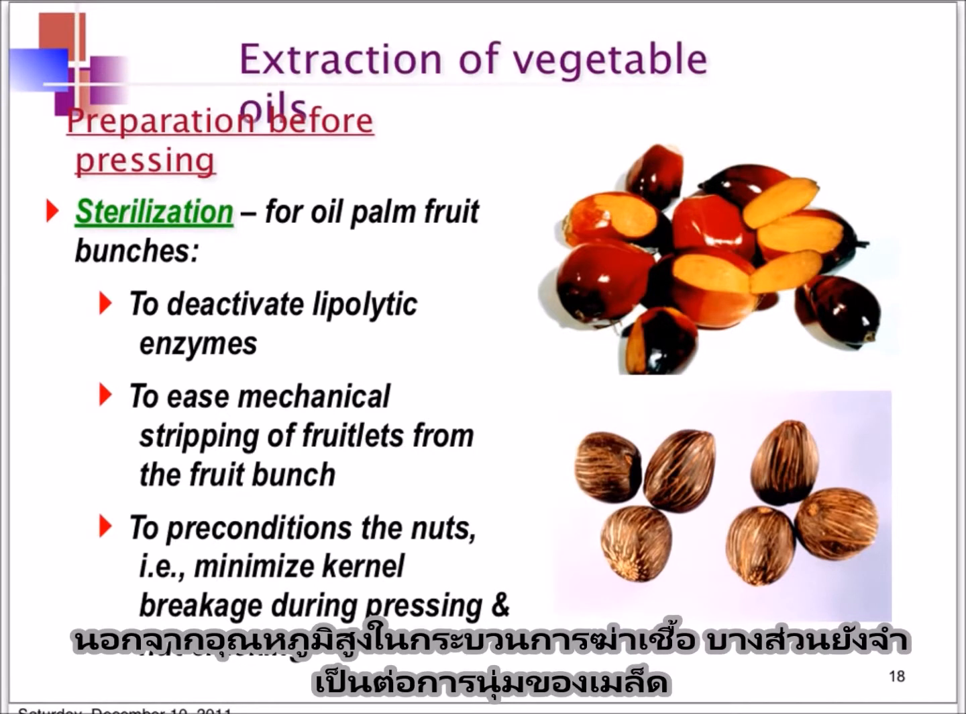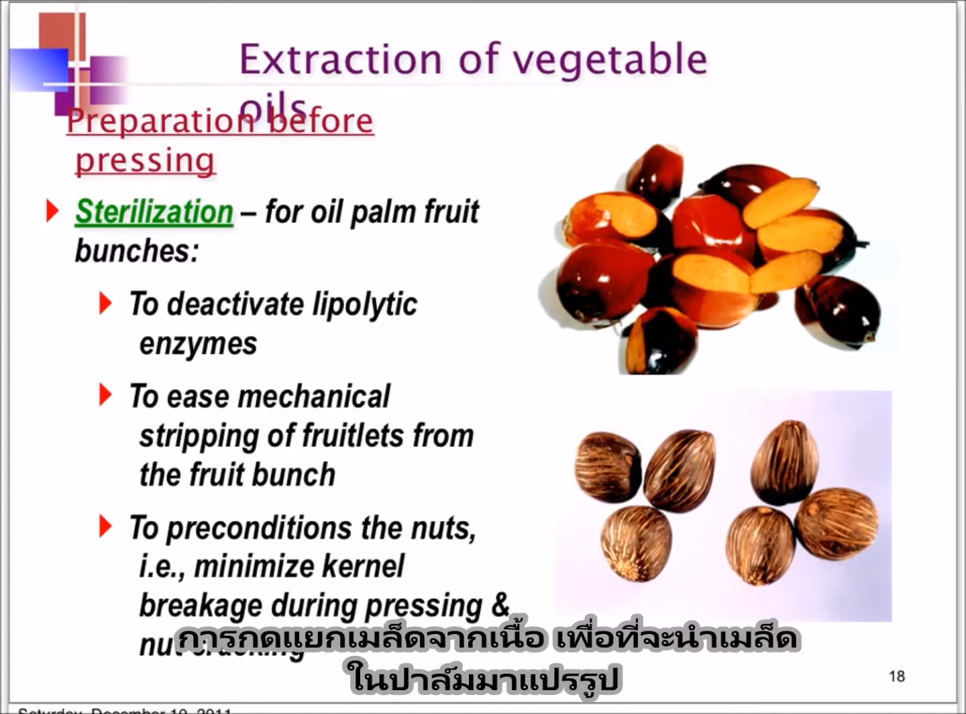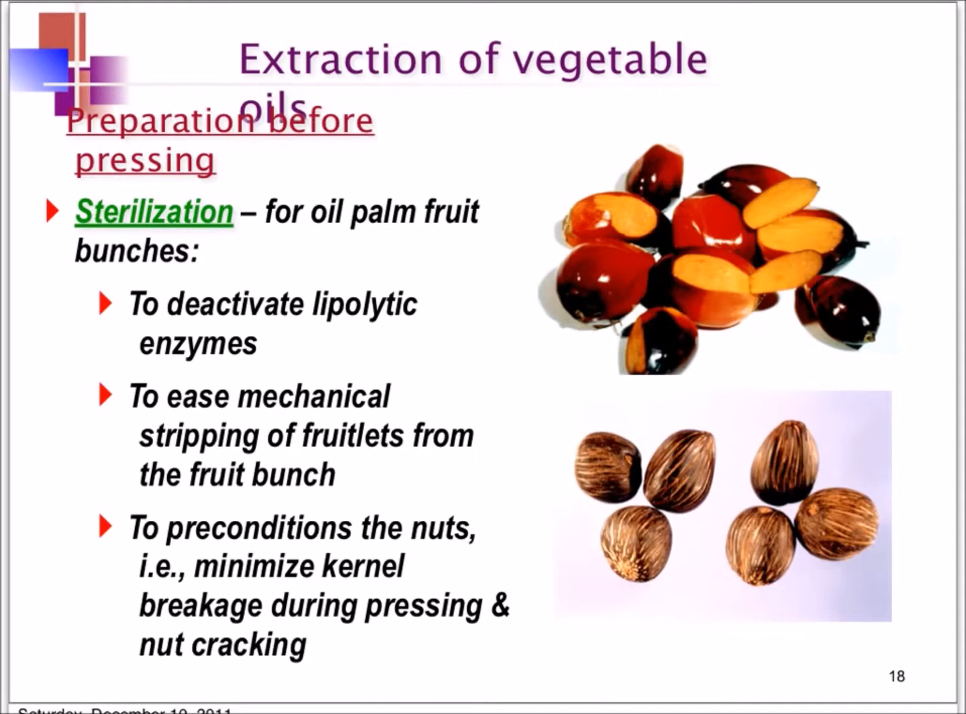Also, the high temperature in the sterilization process will soften or precondition the kernel, so that the kernel shell is not too hard. And during the process to separate the kernel from the flesh, it will reduce the breakage of the kernel, so that this will facilitate the separation of the kernel from the flesh in the processing of the palm kernel oil.